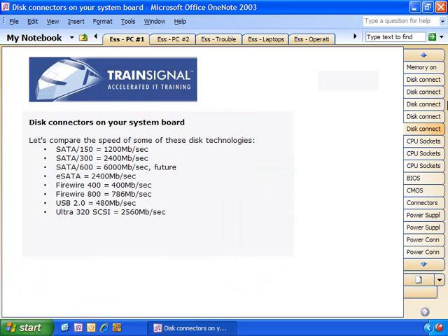Alright, these different disk technologies that we talked about run at different speeds. So there's benefits to using each of these different technologies. The first one listed is SATA 150, runs at 1200 megabits per second. There's SATA 300, runs at 2400 megabits per second. And then there's SATA 600, which is a future standard, not yet out, runs at 6000 megabits per second. There's eSATA, the external version of SATA, runs at 2400 megabits per second.